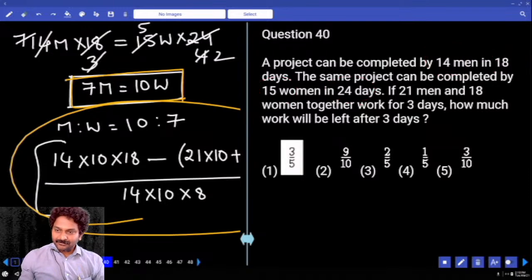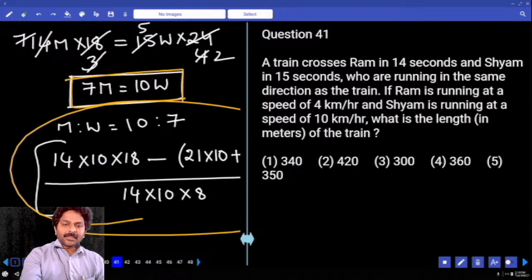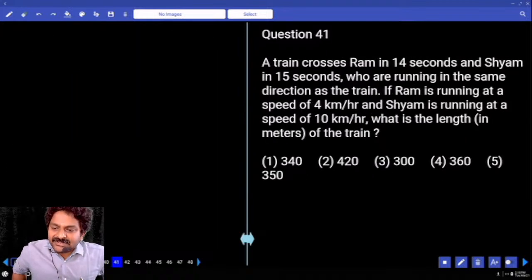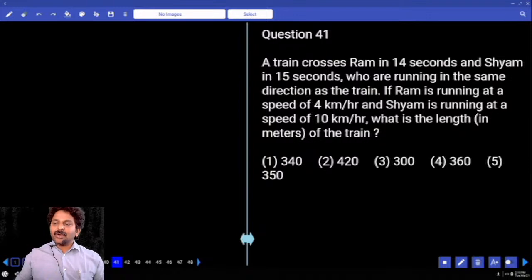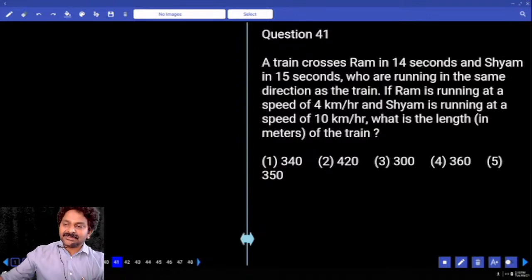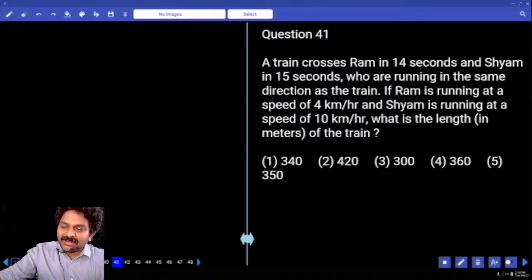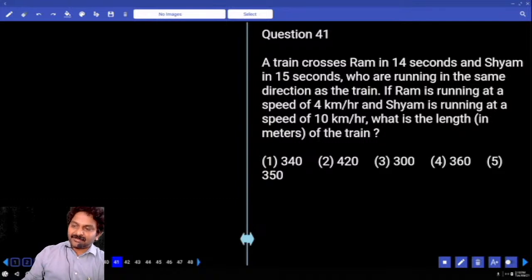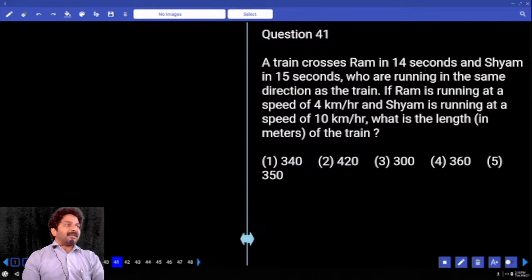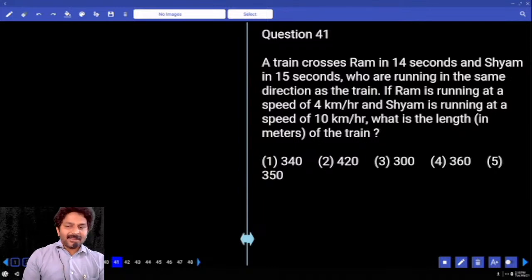Okay, right. Next: a train crosses Ram in 14 seconds and Shyam in 15 seconds, who are running in the same direction as the train. That means all are moving in the same direction. If Ram is running at a speed of 4 km per hour and Shyam at 10 km per hour, what is the length of the train? Okay. If a train crosses a man, the distance covered is the train length only.